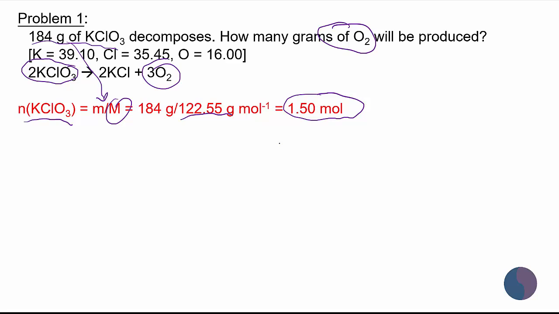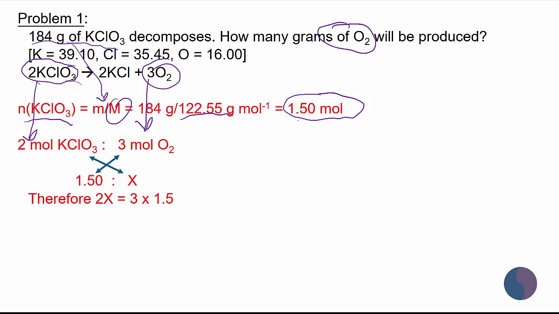So always 3 steps. The second step is the ratio conversion. From the balanced equation, you can see you've got 2 to 3, and you know you've got 1.5. So you do the 1.5 to x. With ratio conversions, you cross multiply, so 2x equals 3 times 1.5. So you know that if you have 1.5 moles of the first compound, you are going to end up with 2.25 moles of the second compound. So we've done first and second steps.